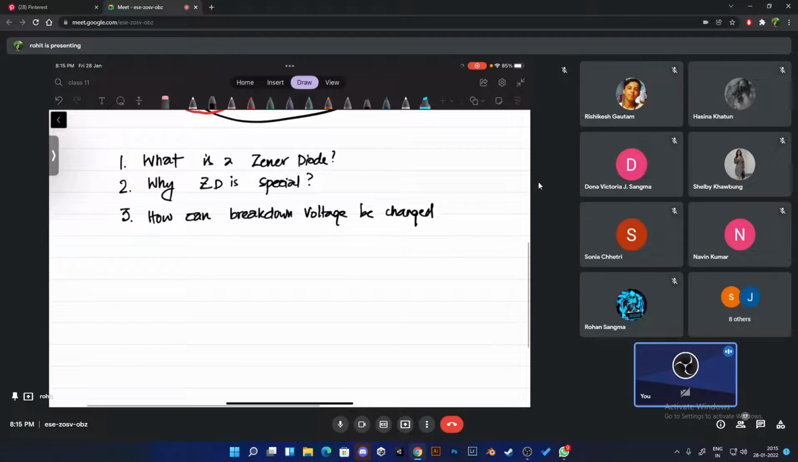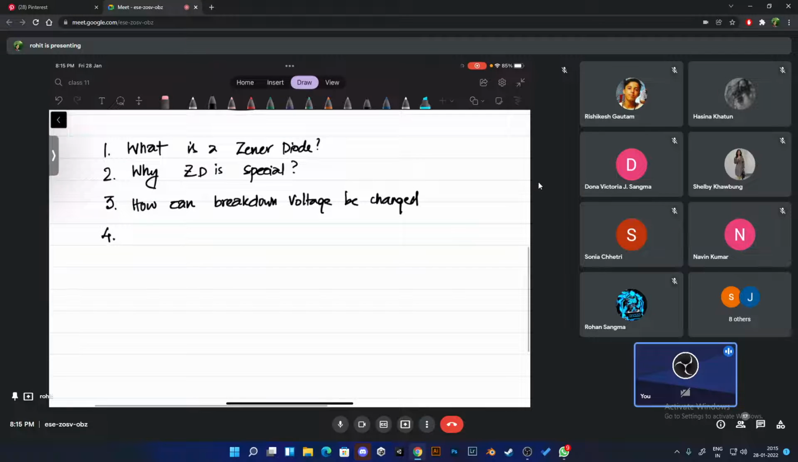As I draw the diagram, I think things will become more clear. There is a little bit of theory you have to study, plus the circuit diagram, and of course you are going to have one formula there. So I'm just going to talk about that.